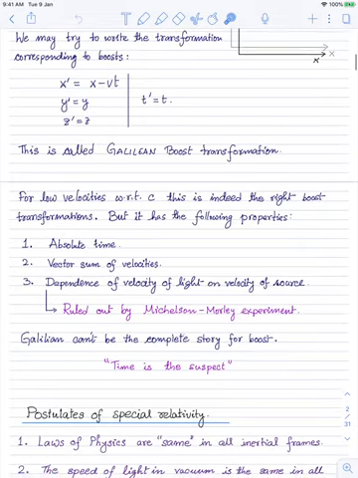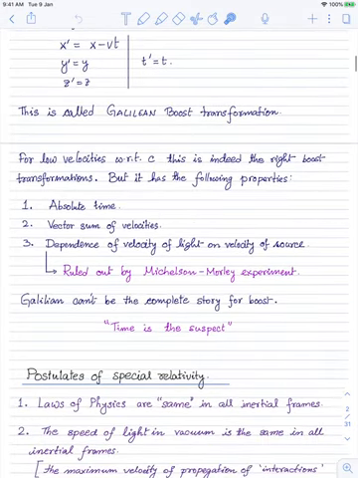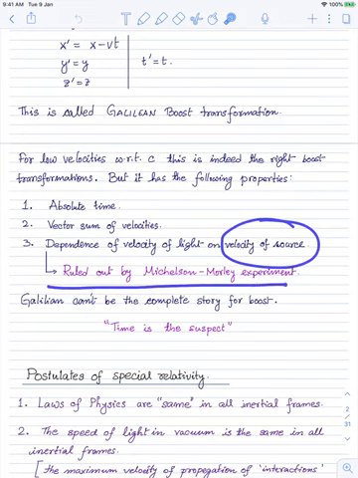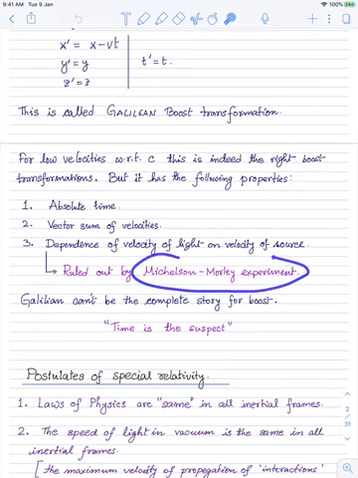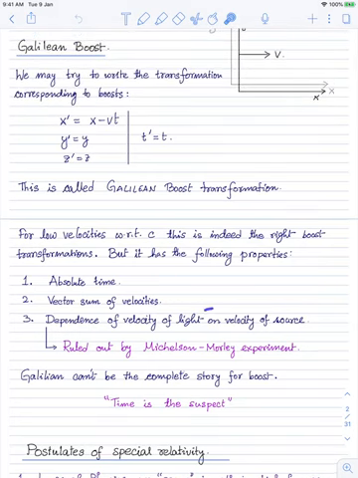But as you all probably know very well, such a thing has been ruled out by the experiments of Michelson and Morley. I'm sure you have learned about this experiment in great detail when you learned special relativity, so I'm not going to get into the details of the Michelson-Morley experiment. But what I want to mention here is that there is experimental evidence that this kind of transformation between two frames moving with a constant velocity with respect to each other probably needs some corrections.